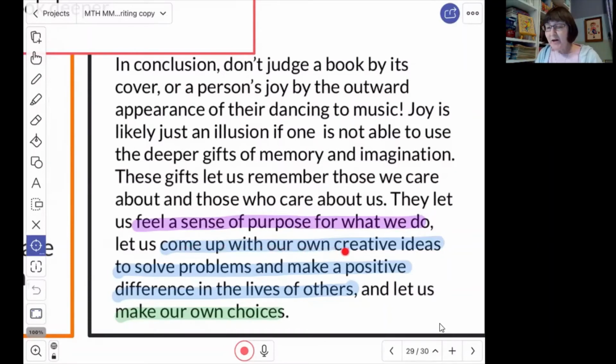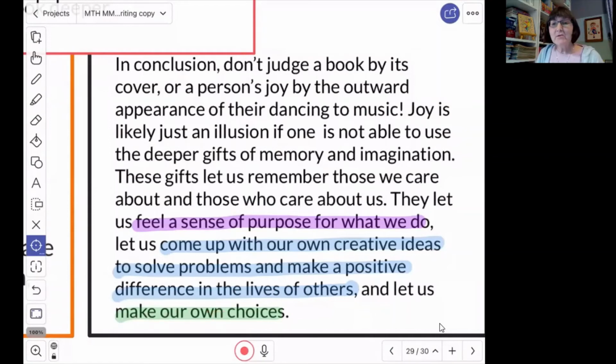Being able to come up with our own ideas, to use our own imagination and be creative, to be able to solve problems. That gives us a great feeling, a feeling of joy. If we can make a positive difference in the lives of others, that means if we can do something that makes their lives better or makes them happy, that is a really great feeling. Again, it gives us joy when we can help others in some way.